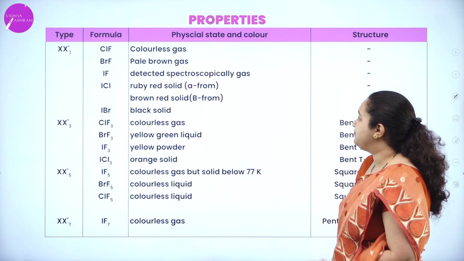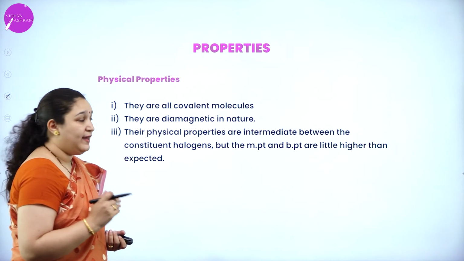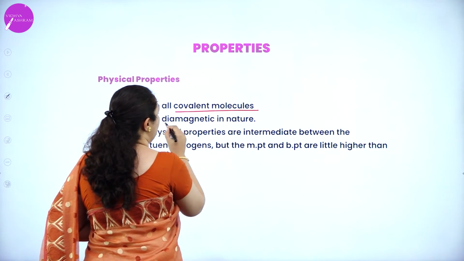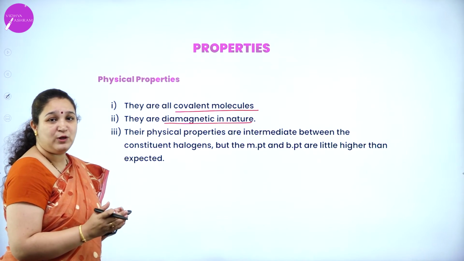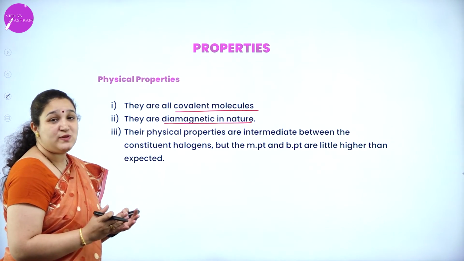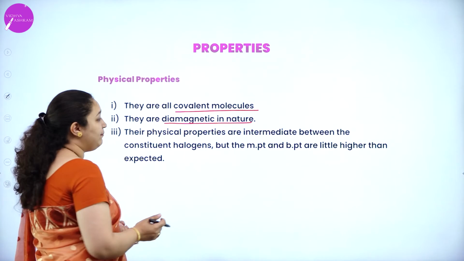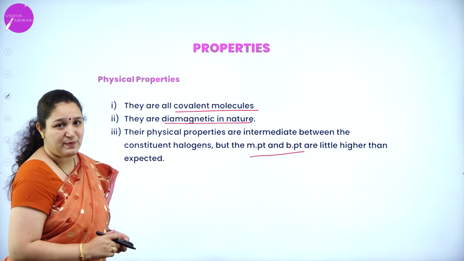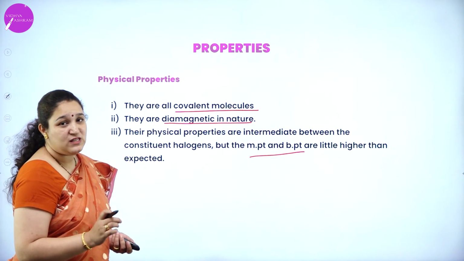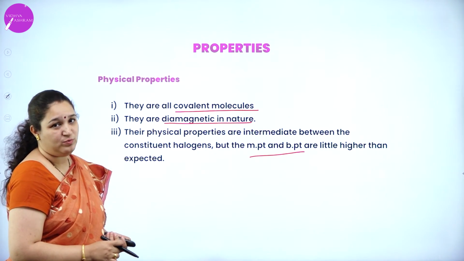So that's about the properties of interhalogen compounds. If we see the physical properties, they all are covalent molecules and they are also diamagnetic in nature, and they have physical properties in between those of the halogens they are made up of, and they have a melting point and a boiling point a little higher than what is expected. So that's about the physical properties of interhalogen compounds.